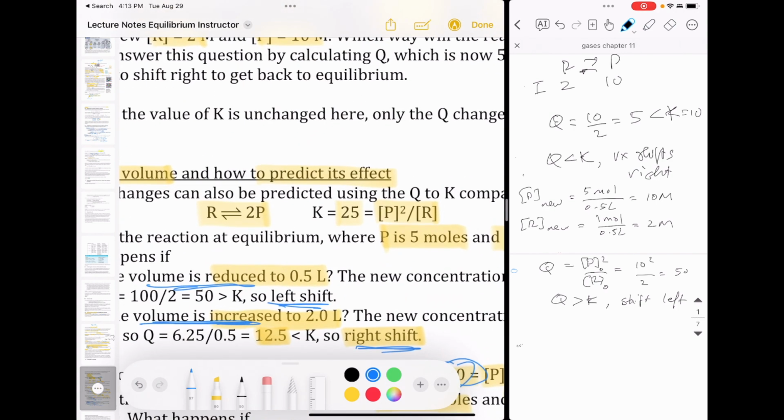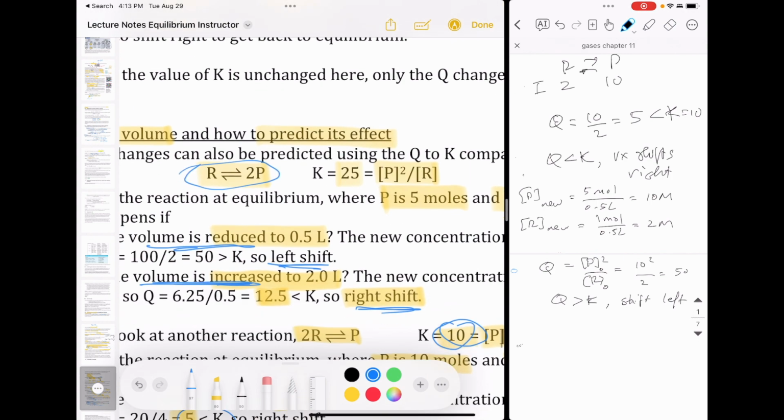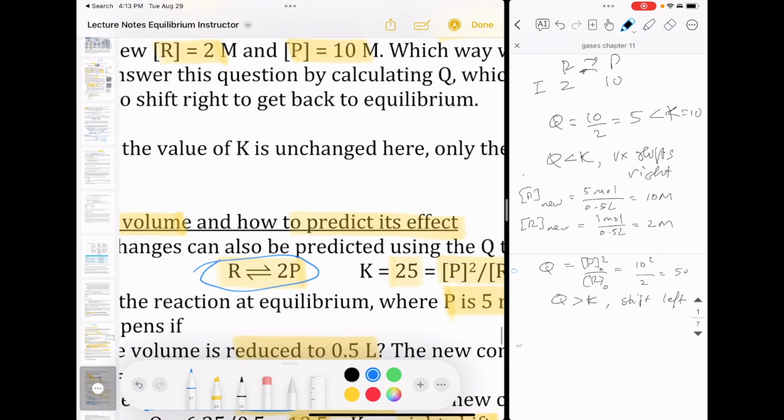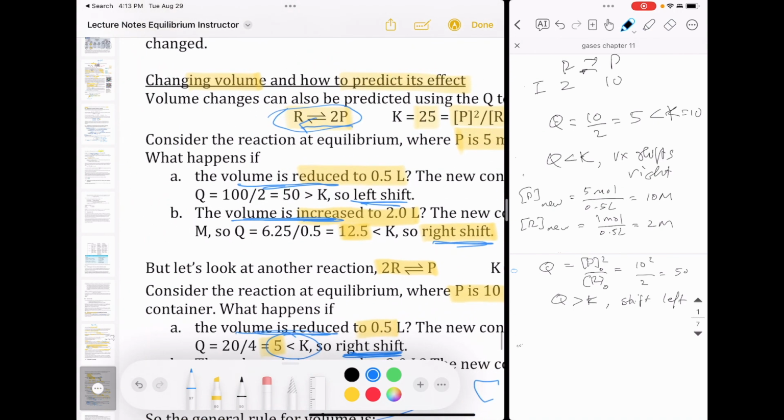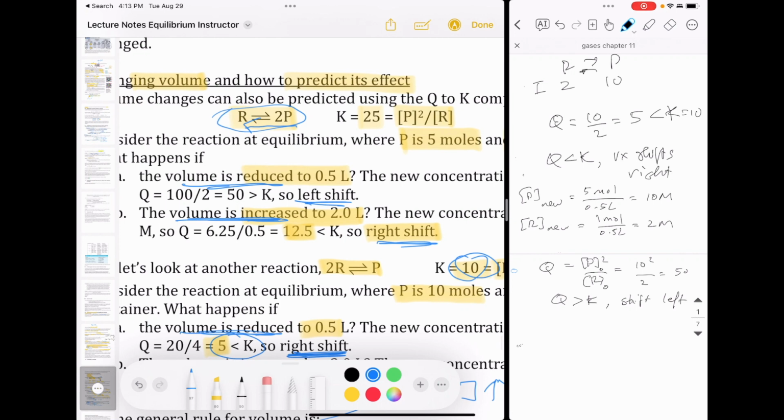Let's see how these explain the shifts we saw earlier. So if you have R goes to 2P, if you decrease volume, concentrations would increase. It's going to shift to the side with fewer particles, which is to the left side. And that's exactly what we saw. When we reduce the volume, we see a left shift, okay? So you should be able to reason this out, both qualitatively, like we just did, or quantitatively, as we did at the beginning of the discussion.